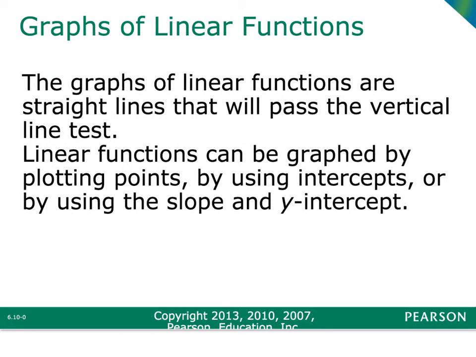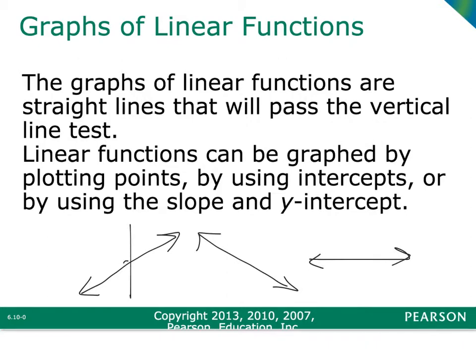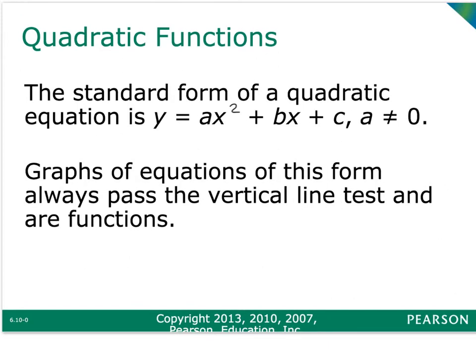Whenever you graph a line, it's always going to be a straight line, no matter if it's going uphill, or if it's going downhill, or if it's going horizontal. And those will always pass the vertical line test. In fact, the only line that will not pass the vertical line test is a vertical line itself. So a vertical line would not be a function, but everything else that's linear would be a function.